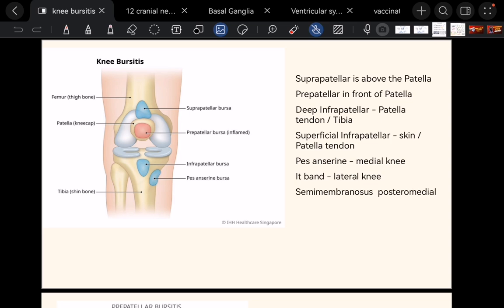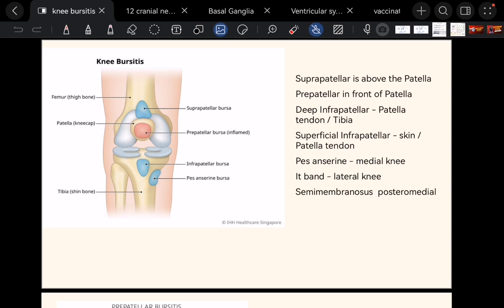So of the bursitis, we're going to look at the knee. We're going to look at the suprapatellar bursitis, which is above the patella, where the quadriceps tendon is at. The prepatellar bursitis, which is the bursitis at the very front of the patella. The deep infrapatellar bursitis, which is deep behind the patella tendon, and the superficial infrapatellar bursitis, which is the one in front of the patella tendon. So don't get that mixed up.